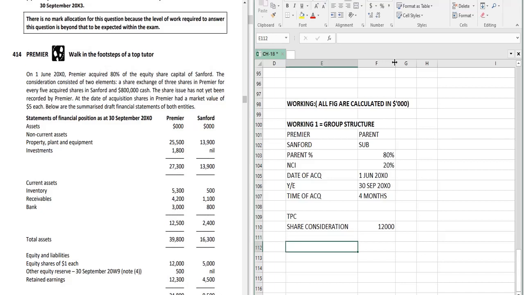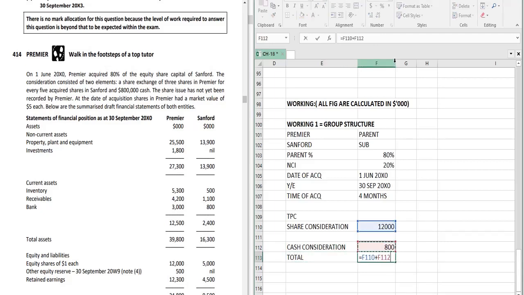So cash consideration equals 800. So the total is this plus this. The share issue has not yet been recorded by Premier. It means we need the share consideration journal entry.